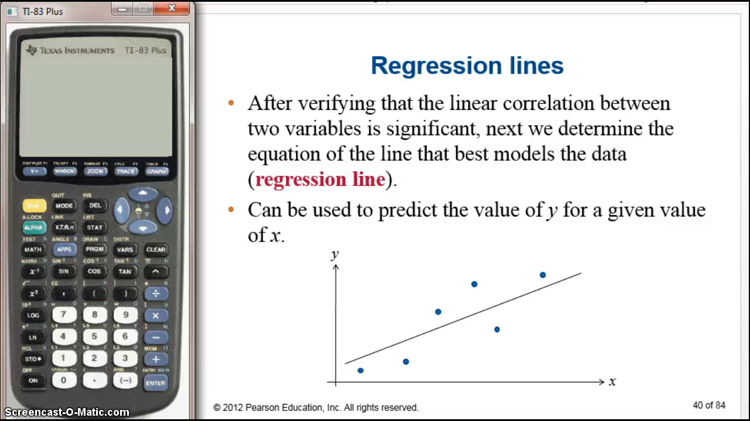Once we found a significant correlation between variables x and y, the next thing that would be good to do is to determine the line of best fit that basically tries to estimate all the scatter plot points to the best of its ability. So we're trying to find the best fit line here. And your graphing calculator can do that for you very easily.